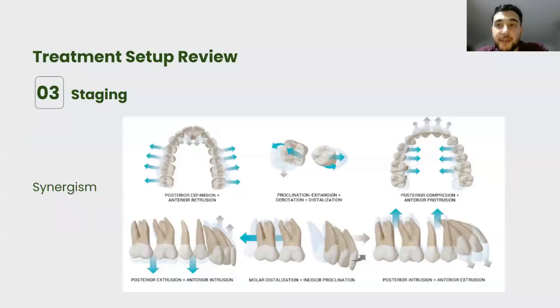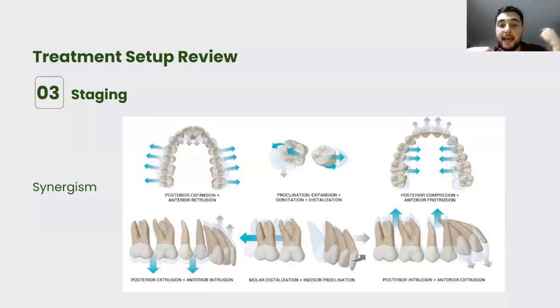Also, one of my favorite things is synergism. Once you master planning these movements together at the same time, you're going to get the most effective results. So for example, if I'm doing posterior expansion and I'm going to need anterior retrusion, I always avoid doing proclination of the anterior teeth with the expansion. I delay the expansion, I procline the teeth at first, and then when I want to bring them back after derotating them, I combine it with posterior expansion. This way I can make sure that the synergistic movements are happening at the same time.